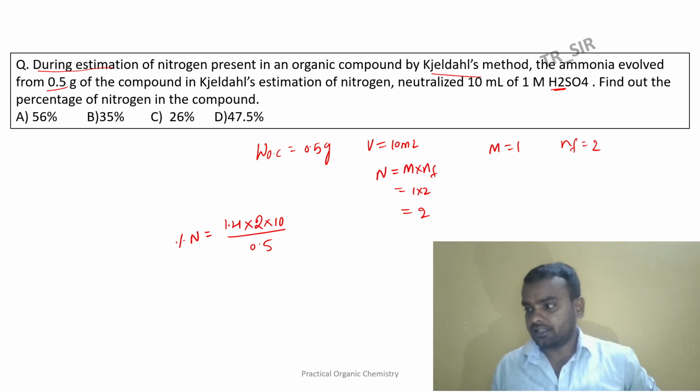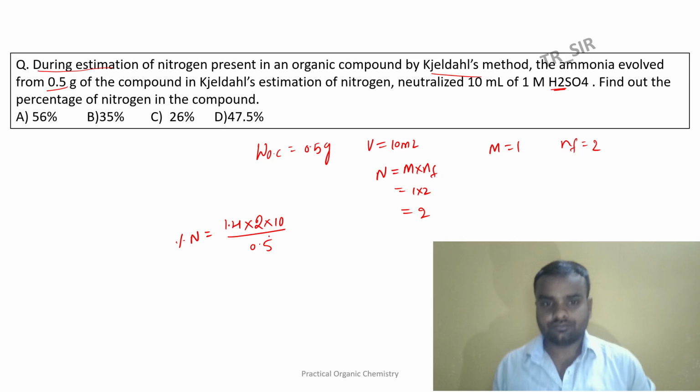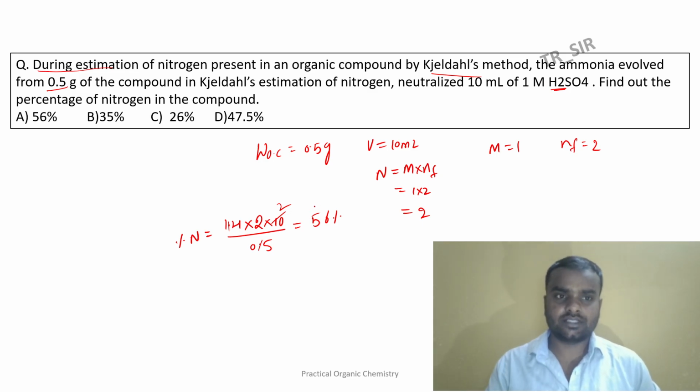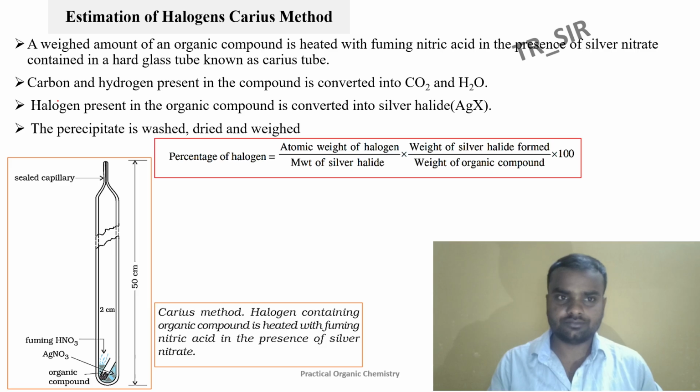So how much will we be getting here? We can cancel out. 56 percentage is the percentage of nitrogen produced in this case. 56 percentage. That is given, so option A is the right answer.